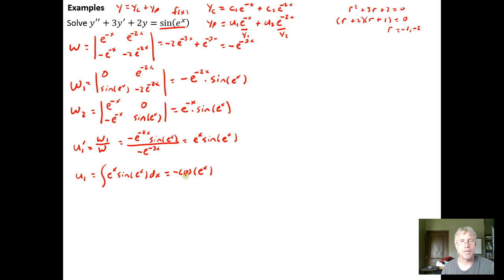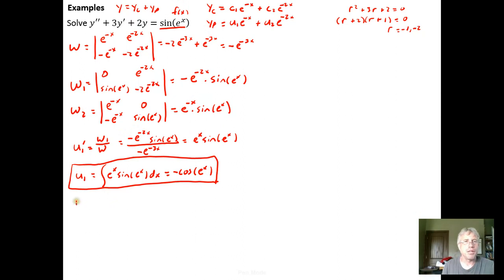The opposite of the derivative of the cosine of e to the x, so the opposite of negative sine of e to the x is going to be sine of e to the x. And then the chain rule says take the derivative of the inside, which is e to the x, so the derivative of this gets e to the x times the sine of e to the x, and the work checks. So here's u sub 1. I'll put a little box around it so that our attention is drawn to it in a little bit, because we'll need it to substitute back in up here for y particular.